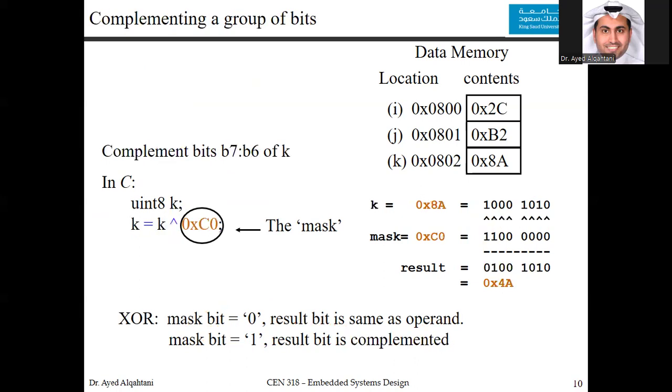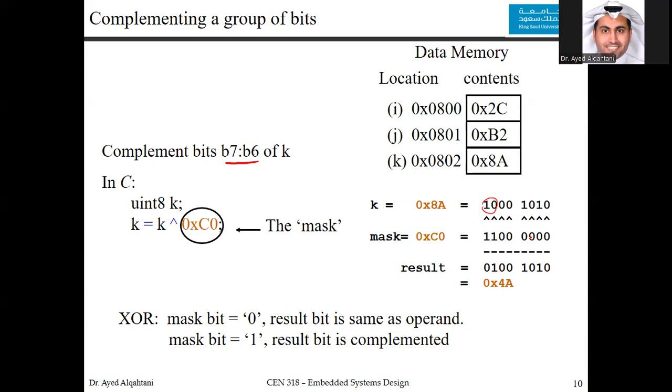Another application, let's say you want to complement, not the whole number, but a group of bits. So now we want to complement bits 6 and 7. If you have the value k, this is 8 in binary, and this is 8 in binary. If you want to complement only bits 6 and 7, meaning these two bits here, then you need to do the XOR operation, or the bitwise XOR operand, with ones at the bit positions where you want to complement.